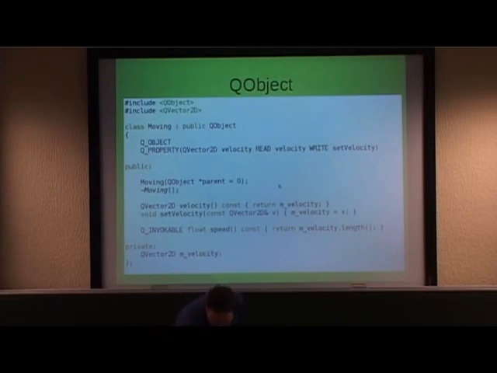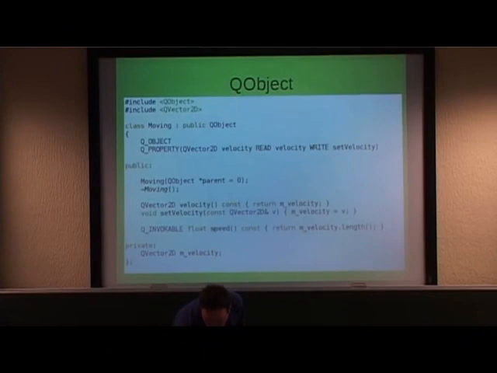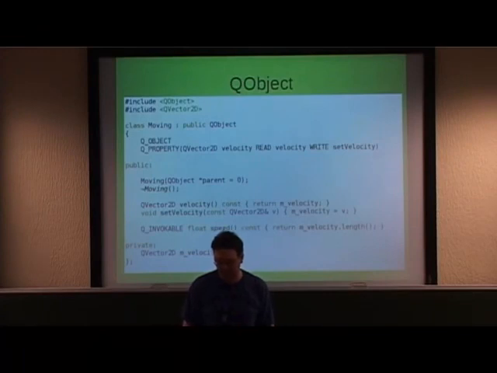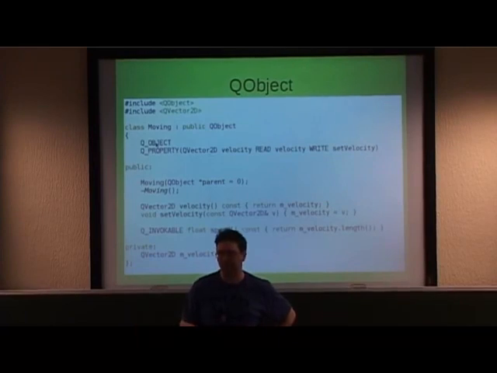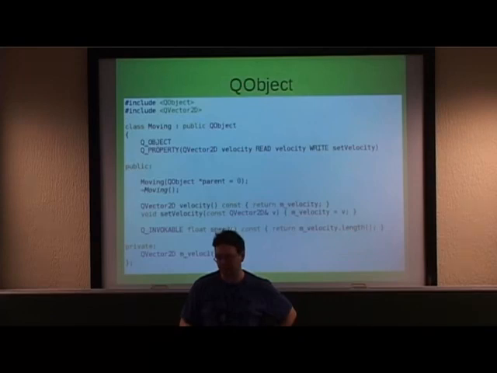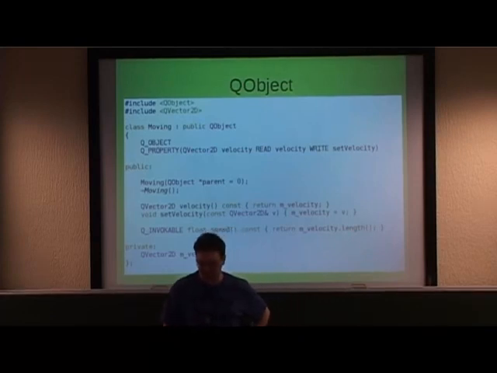Now down here is another nice thing, Q_INVOKABLE. This adds the speed method to the runtime system. Now, if you pass a moving object to JavaScript, then you can call this speed method from JavaScript. And this is a very simple way to add script bindings to objects. And this all works by magic from the compiler.